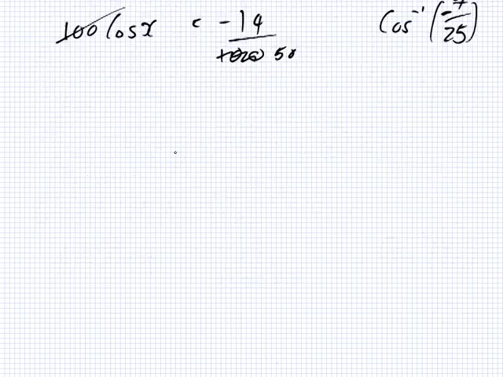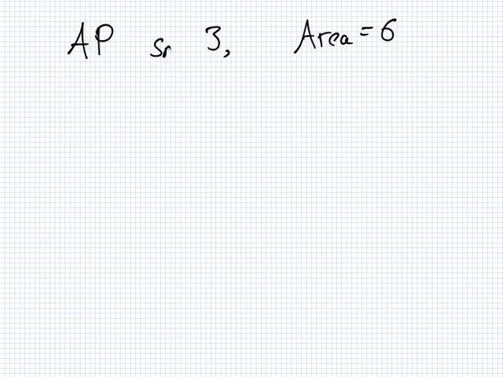Okay. So, do you have the question there? Yes, the sides of a right angle triangle are in arithmetic progression. The smallest side is 3 and the area is 6. What is the length of the missing side? You said AP. Yeah, AP. Okay.